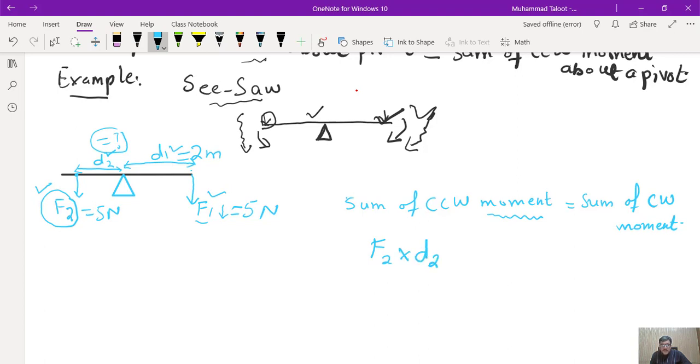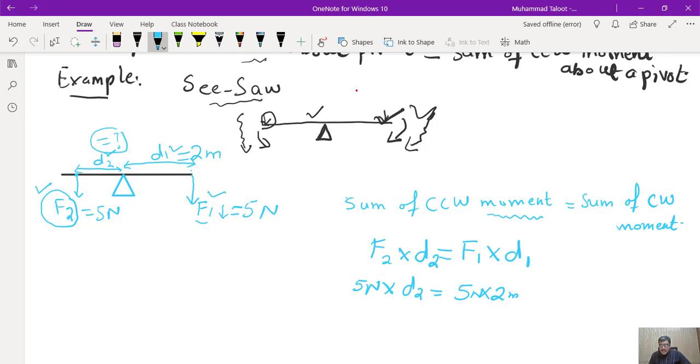Because here we have F2 and D2, which is equivalent to the sum of counterclockwise moments, and on the clockwise side we have F1 and D1, F1 multiplied by D1. You are given the values of some of these parameters, that is F2, F1 and D1. F1 is here 5 Newton, D1 is 2 meter. D2 we have to calculate, that is, at how much distance this force should be so that it can be in equilibrium state. F2 is also 5 Newton.